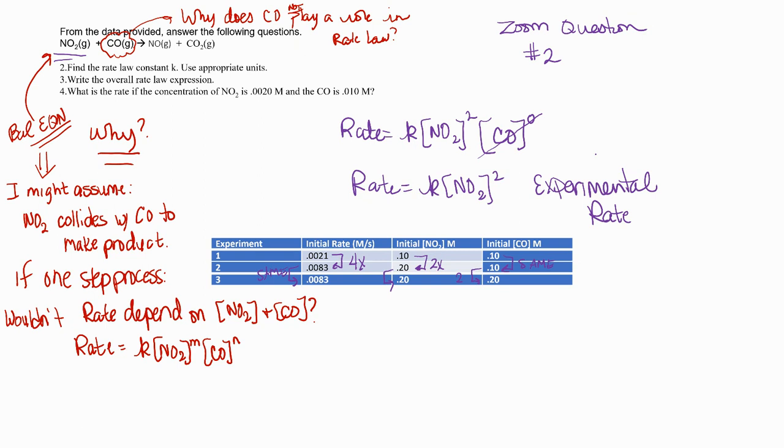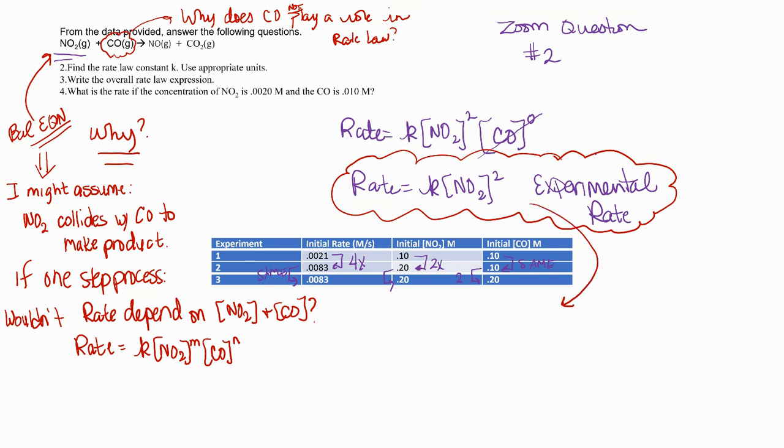So, if NO2 collides with CO to make product in a one-step process, we would expect that the speed of reaction would depend both on NO2 and CO. But let's take a look. Our experimental rate law, our experimental one. Not only does it not depend on CO, right? CO was out. It's NO2 to the second order, not first order. And so what we're seeing here is that the rate law suggests that something else is going on.